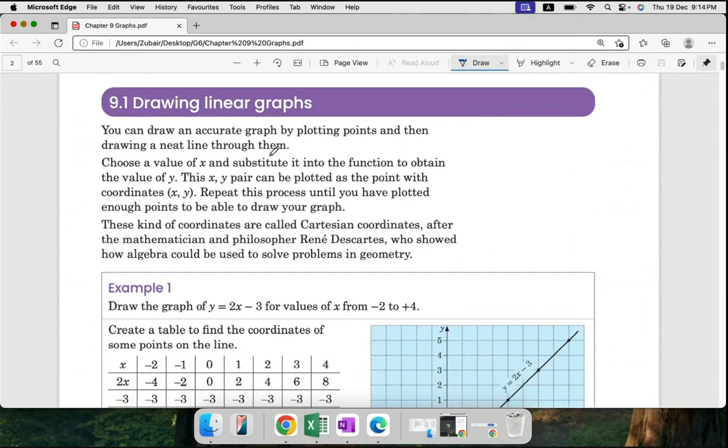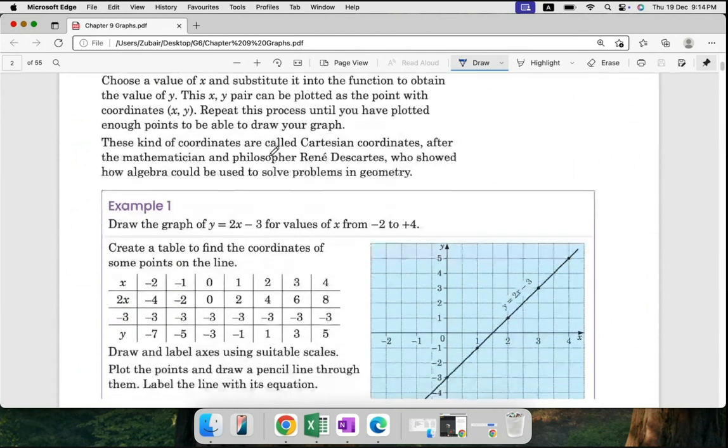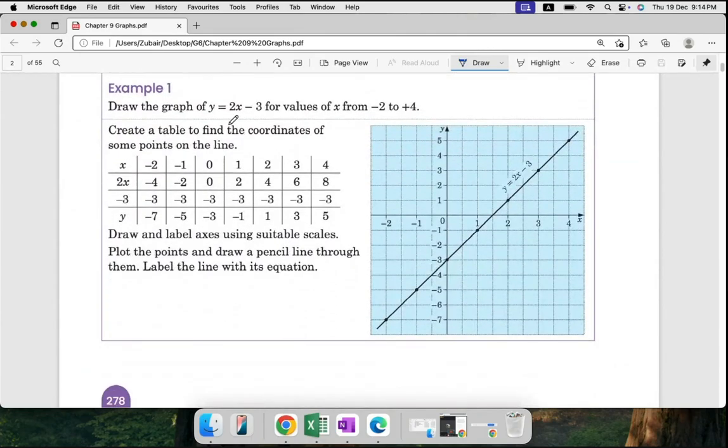Now drawing linear graphs, you will be having an equation. For example, y is equals to 2x minus 3. That's a linear equation. How would you recognize it? The power of x is 1. So it would be a straight line. When you have power of x as 2, that's a single curve. And when you have power of x as 3, you have two curves.